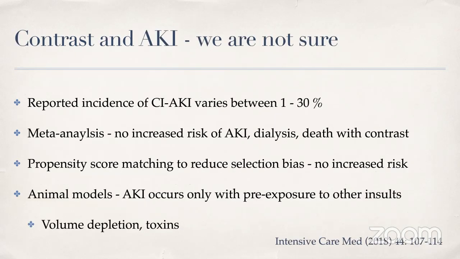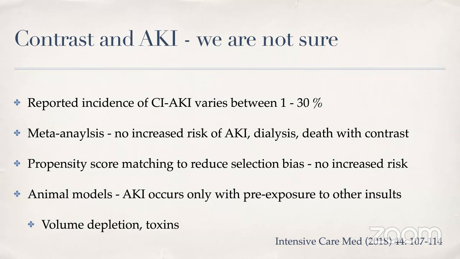The middle ground is to say that this is messy data. Reported rates of acute kidney injury response to contrast vary so widely, somewhere between 1% and 30%. Admittedly, we've got meta-analyses that don't show any change in risk associated with contrast. And we've done our best possible propensity matching to reduce selection bias, and we still can't find an increased risk.